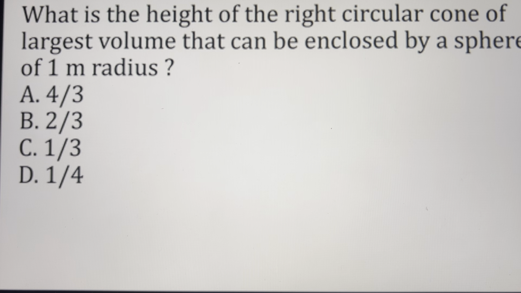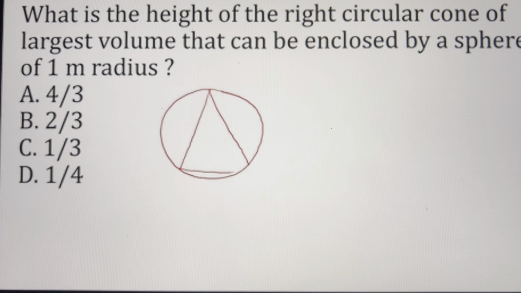What is the height of the right circular cone of largest volume that can be enclosed by a sphere of 1 meter radius? So let's say we have a sphere and we want to enclose here a cone. What will be the largest height of the cone inside? So using maxima minima, the height is equivalent to 4/3 of the radius of the sphere. That will be 4/3 times radius is 1. So the answer will be 4/3 meters.